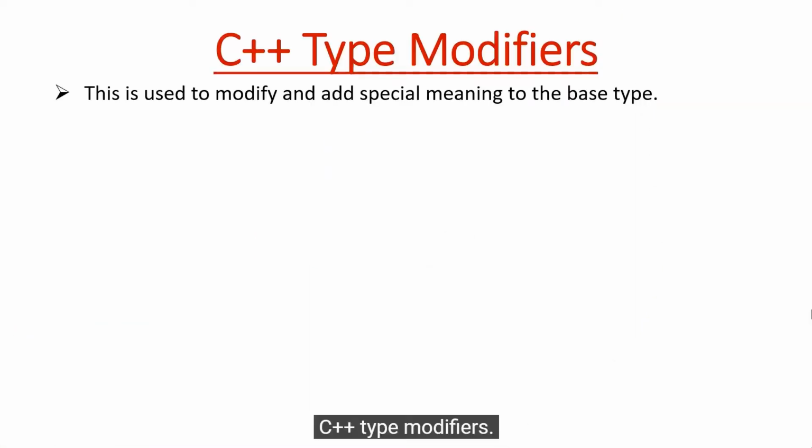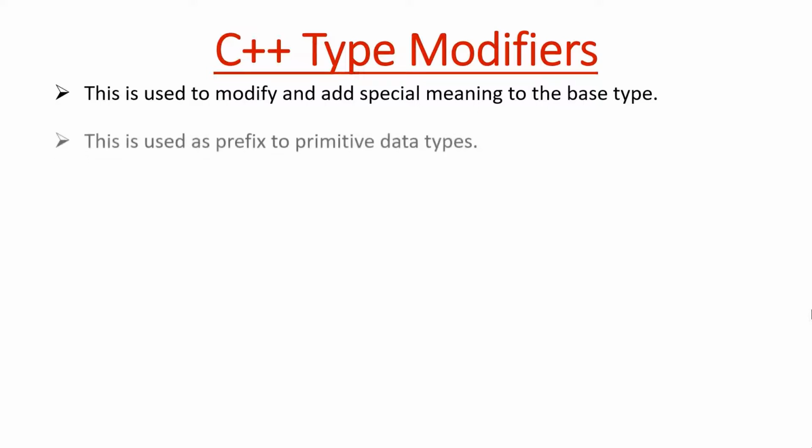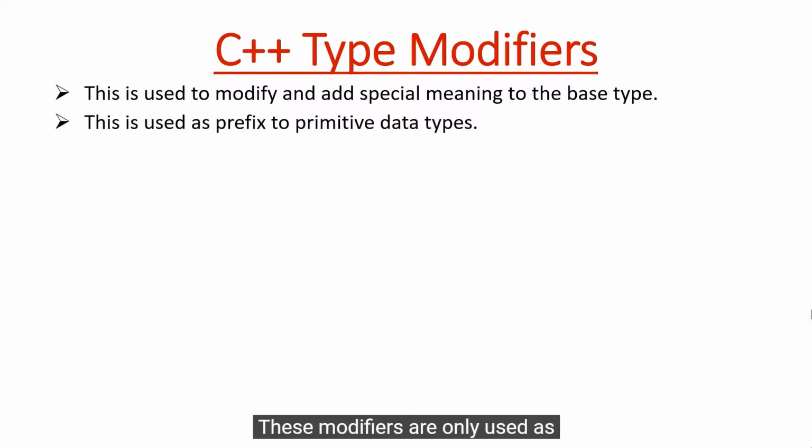C++ type modifiers. The definition is, this is used to modify and add special meaning to the base type. That means, using C++ modifiers, we can modify the actual meaning of our data types. These modifiers are only used as a prefix of our primitive data types. You cannot use these modifiers as a prefix to secondary data types like string.